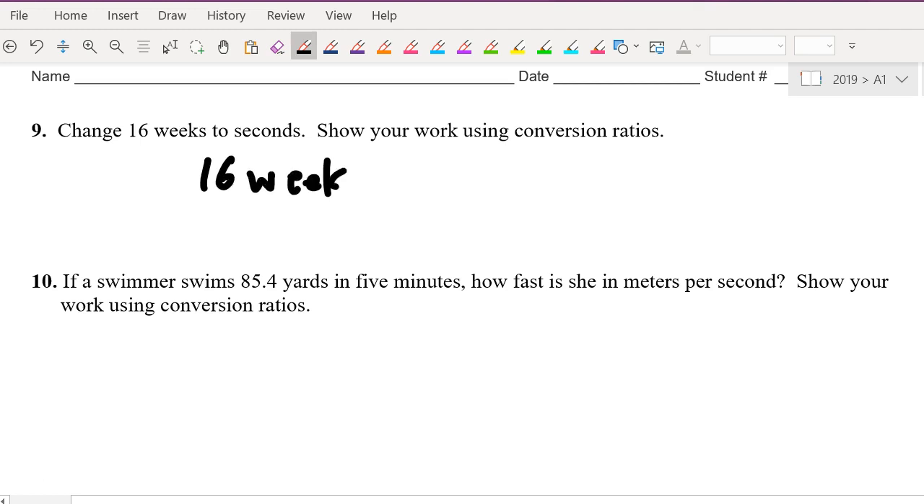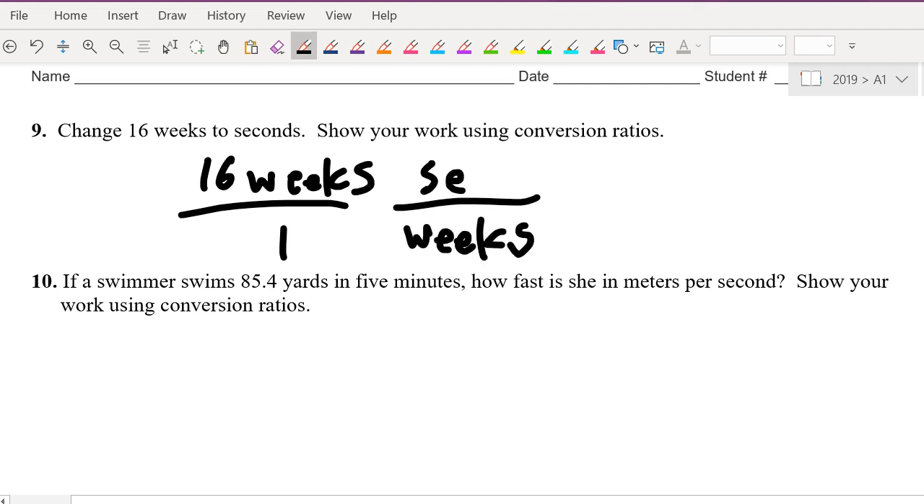Okay, 16 weeks to seconds. 16 weeks. Now, we write that over 1. Now, what are we canceling out? Weeks. I'm doing this one on my own. So, since weeks is on top, we need to write it on bottom. And then we go seconds. Okay, how many seconds in a week? Uh-oh. 7 times 24 times 36.